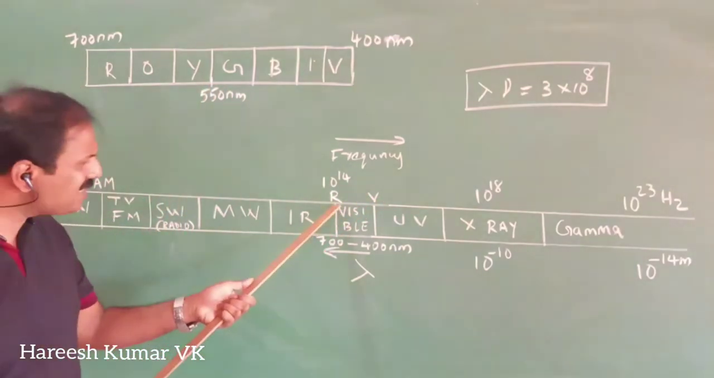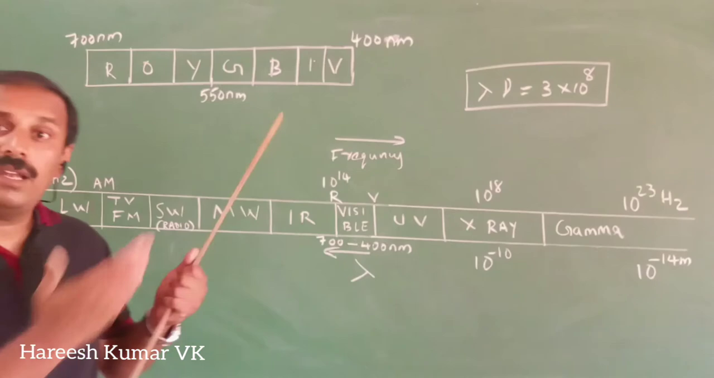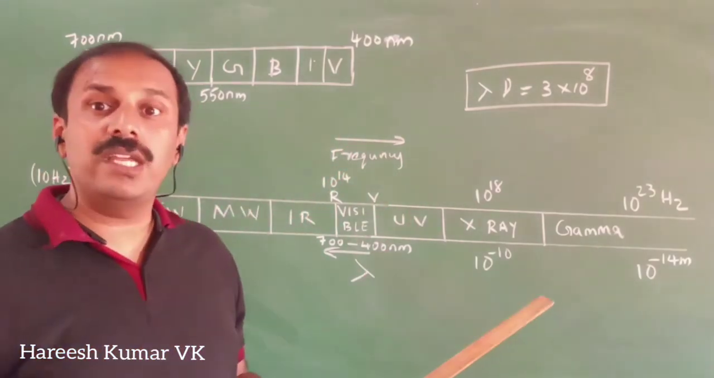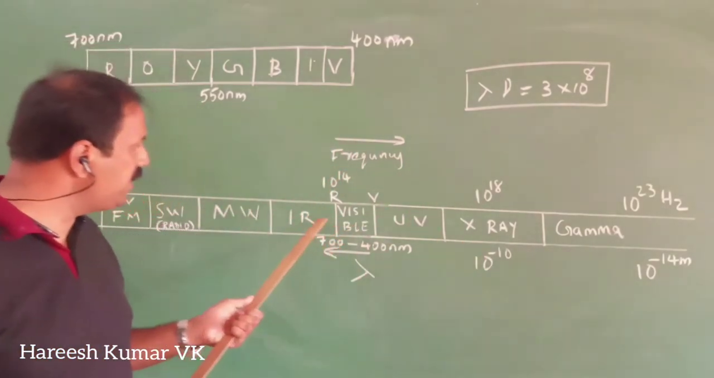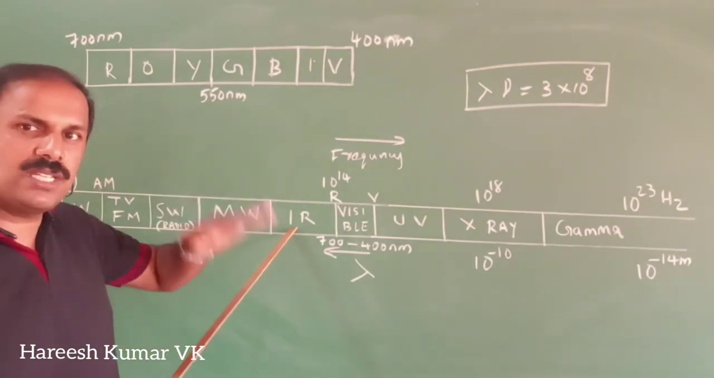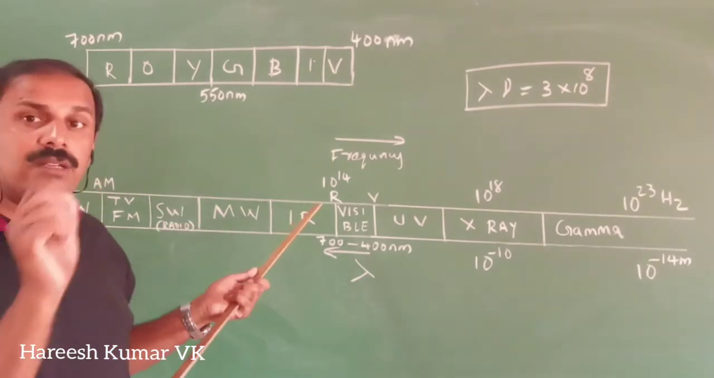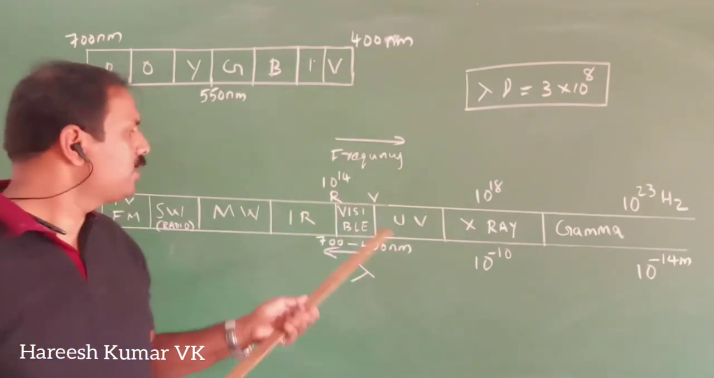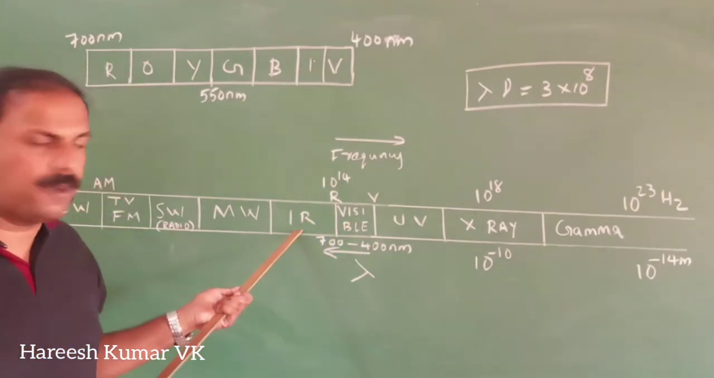Now something less than red is called infrared. So on this side of the visible light we will get infrared. Infrared means, infra means inferior, less than red. We are talking in terms of frequency. So infrared is coming this side.